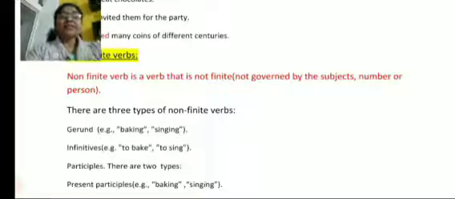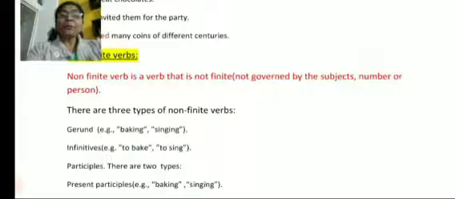We will study what the gerund, infinitives and participles are. Now gerund. Gerund means what? It is the ing form of the verb. That means the ing form of the principal verb. Suppose bake, baked, baking. Sing, sang, sung, singing. So when we add ing to the base form of the verb, it is our gerund.